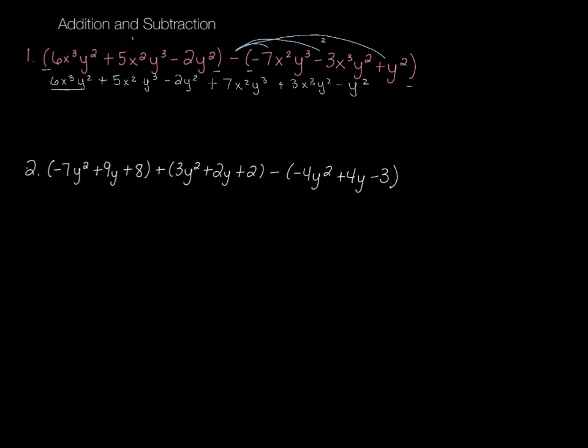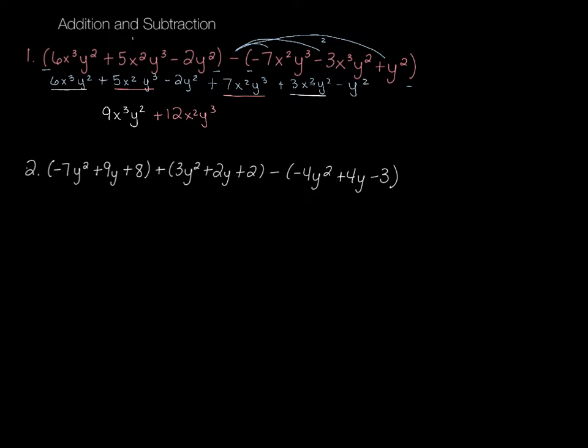So I have 6x cubed y squareds here, and then over here I have 3 of them. So all together I have 9x cubed y squared. Then here I have 5x squared y cubes, and over here I have 7x squared y cubes. So all together I have 12x squared y cubed.